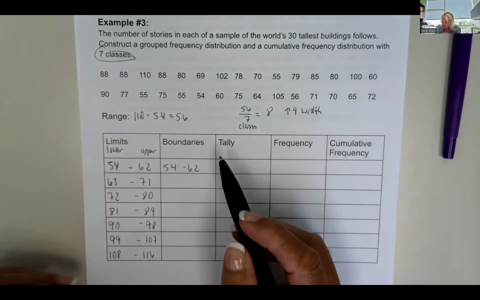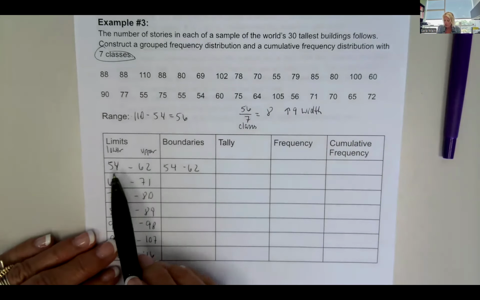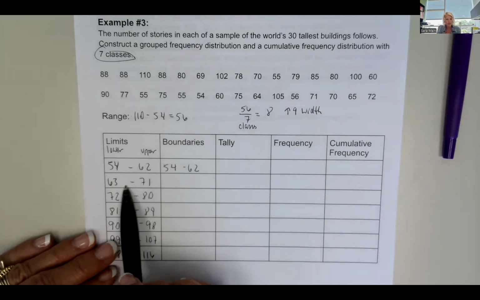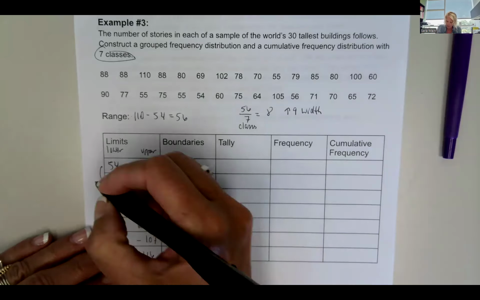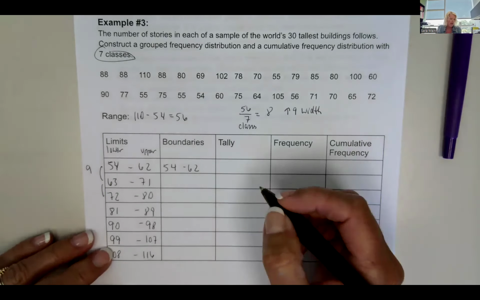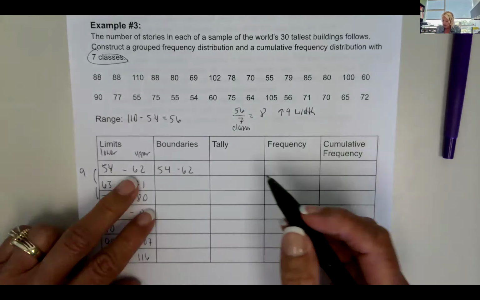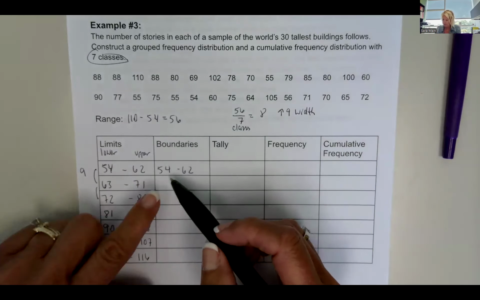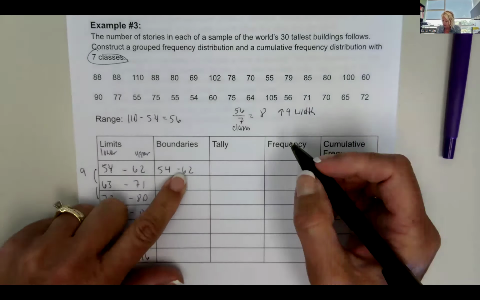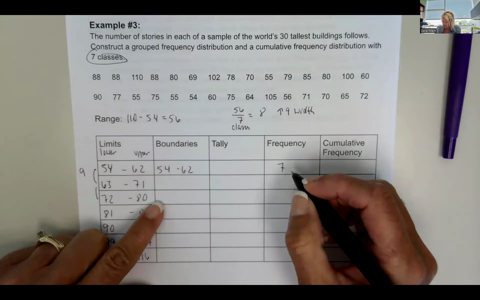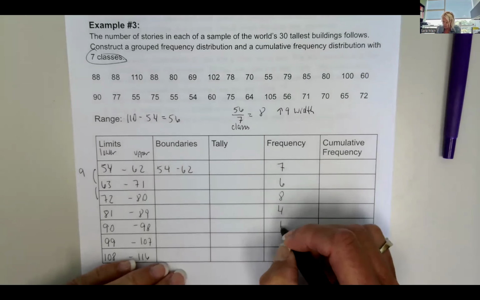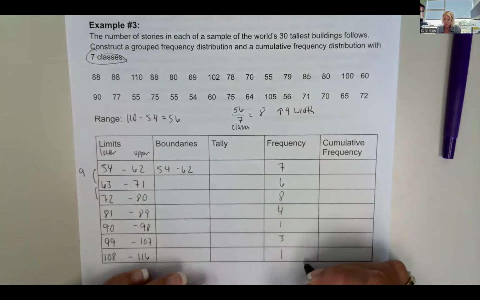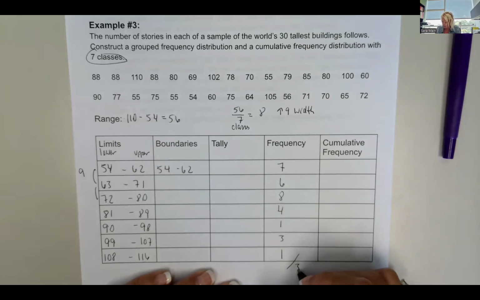Okay. And so then when we go from the lower to the upper, it looks like the difference is 8, but we're always calculating our width from lower to lower to lower, upper to upper to upper. Okay. And then we're going to go ahead and tally. So the number of buildings that are between 54 and 62 stories. So we're going to tally them, and I get 7 in this group. I get 6 in this group, 8, 4, 1, 3, and 1 for a total of 30 buildings.